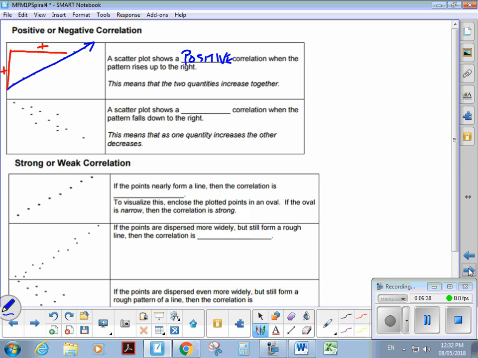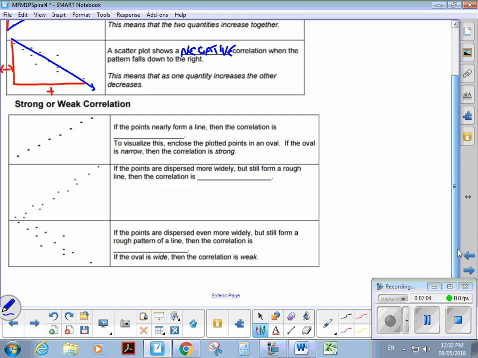Now, for the next one, if I draw a line of best fit, so if I just use my ruler, if you look at this one, this time you would go down. Well, down is usually negative values across. So we would have a negative in there. So when it's going down and to the right, it is a negative correlation.